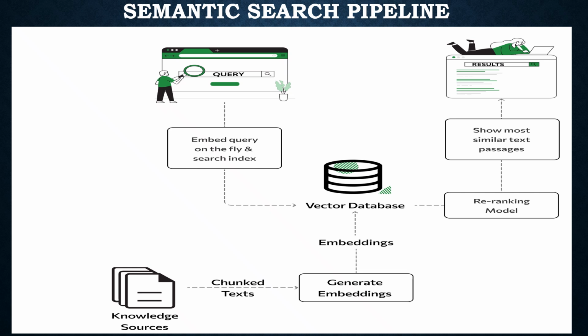The same will be applied to the query, which is your decoding pipeline. Here the query will be converted into an embedded query on the fly or search index, and again it will be stored in the vector database and re-rank the model. It will convert these embeddings into readable form, which will be your result. So this is your decoding pipeline, where you are decoding your text.